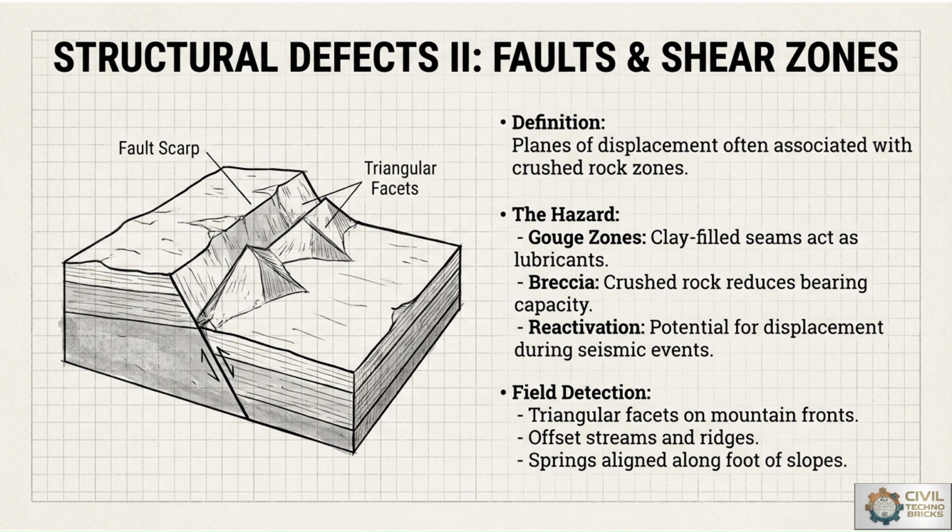Field detection is based on triangular facets on mountain fronts, offset streams and ridges, and springs aligned along the foot of slopes. The hazards are gouge zones, breccia, a type of rock, and reactivation. Reactivation is the potential for displacement during seismic events. When an earthquake occurs, displacement will be there. Breccia, where crushed rock reduces bearing capacity. So we want hard surface rocks and continuous rocks, where there will not be any cracks or crushing activity.